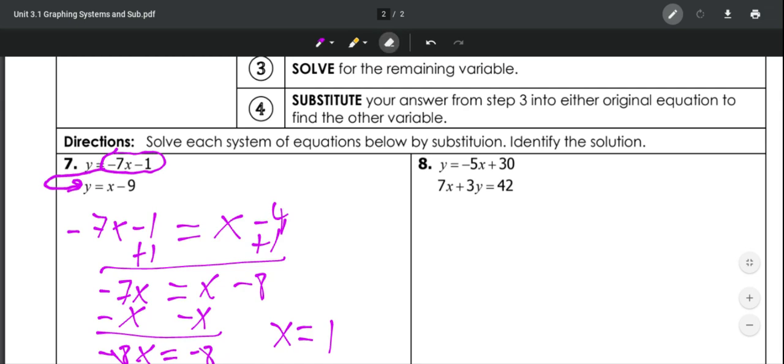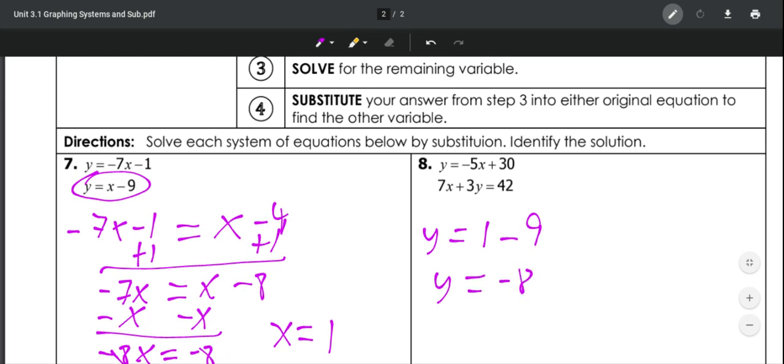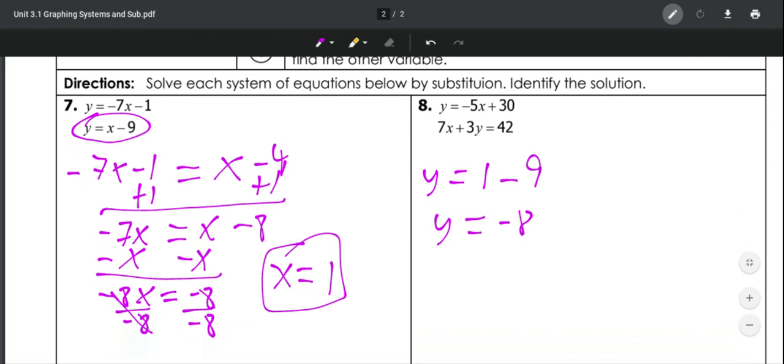Now we need to find what y is. If we know what x is, all we've got to do is come back to our original equations. We can pick one of these two. Basically, we can plug that x in for the x here or the x there. I'm going to plug it into my second equation just because it looks easier. So y equals, instead of x, we plug in 1, minus 9. So y equals 1 minus 9, which is negative 8. So that would be x and that would be y.